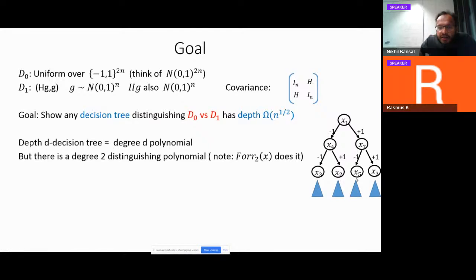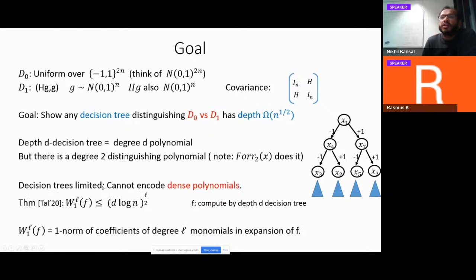So first thing we can try to show is that any polynomial that tries to distinguish between these two distributions should have high degree. But this is not true, right? Because in fact, there is a degree 2 polynomial which can distinguish between these two distributions. Like the Fourier polynomial, it was just a bilinear form of degree 2, and it actually distinguishes between D0 and D1. Okay, so we need to use something more about this decision tree.